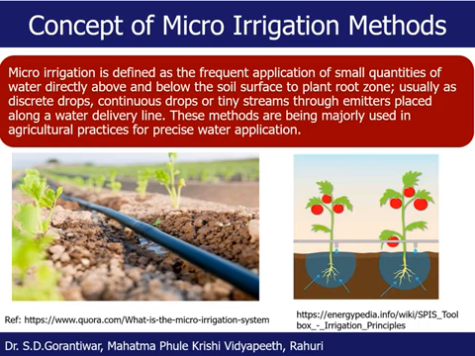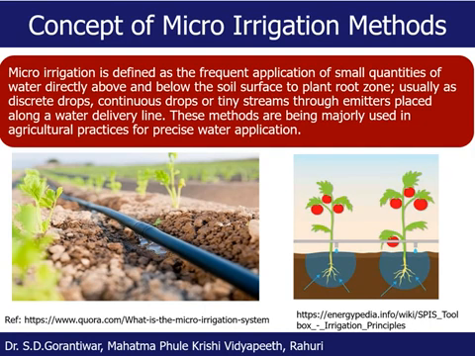As you see on the slide which is displayed before you, micro irrigation is defined as the frequent application of small quantities of water directly above and below the soil surface to plant root zone, usually as discrete drops, continuous drops, or tiny streams through emitters placed along a water delivery line. These methods are being majorly used in agricultural practices for precise water application. So this definition indicates all the things actually.